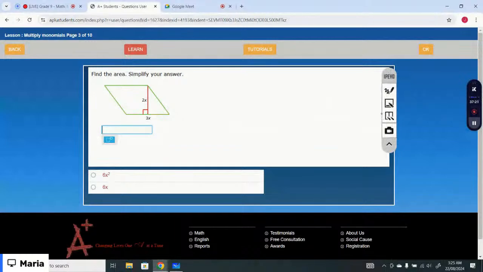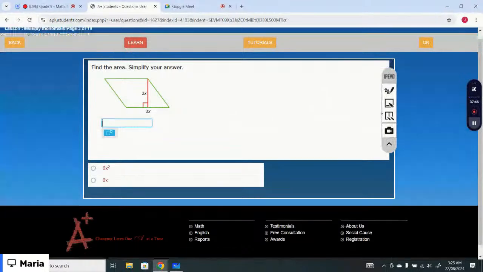Find the area, which is the correct option. Yes, you have to multiply them, right? 2 times 3x. So which is the correct option?